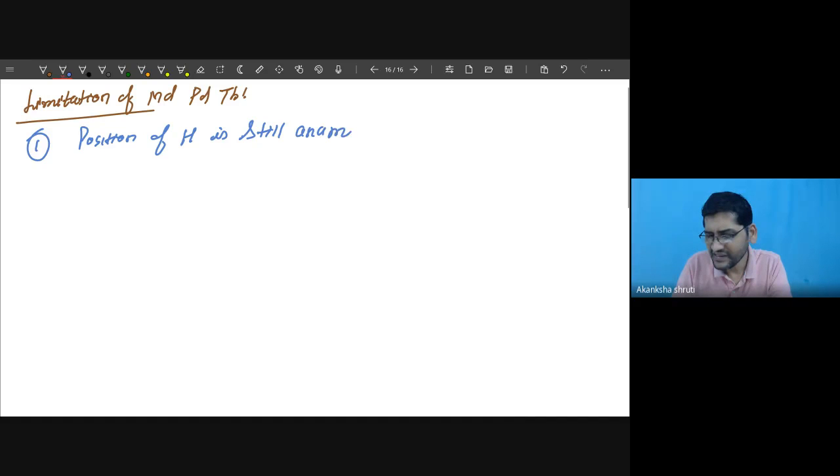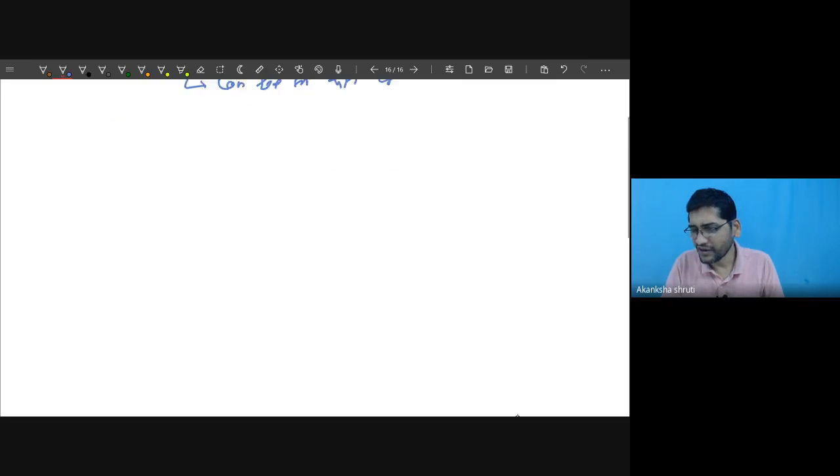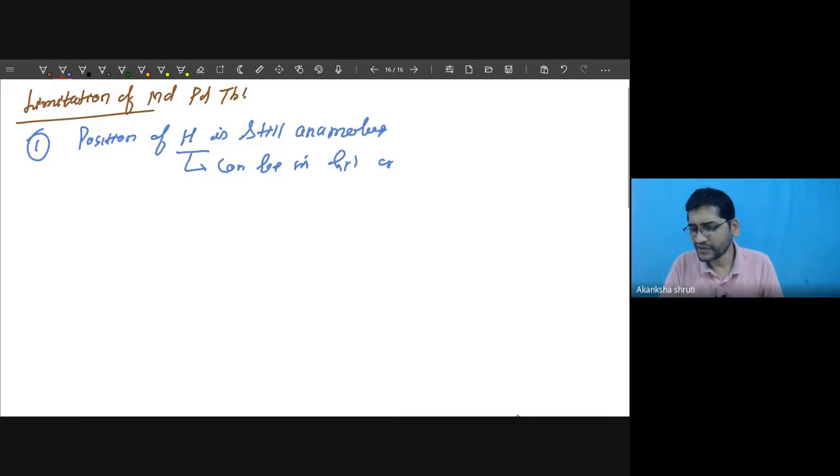This can be in group 1 or which group? Group number 17. Students, here the number is directly 1 to 17, not 8. The other limitation: lanthanide and actinide series are not given a space in the main body.